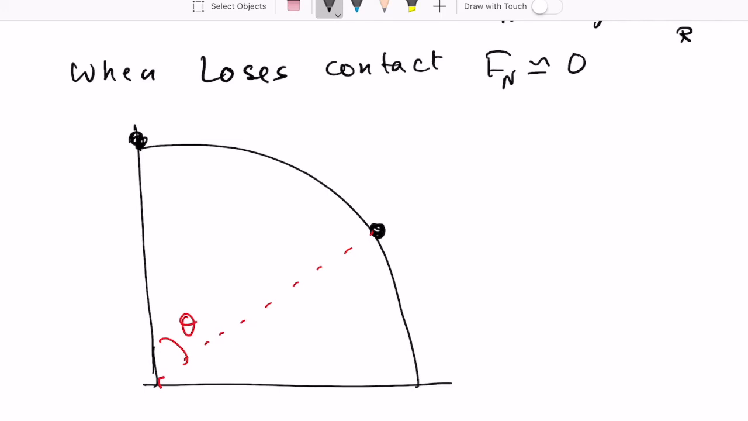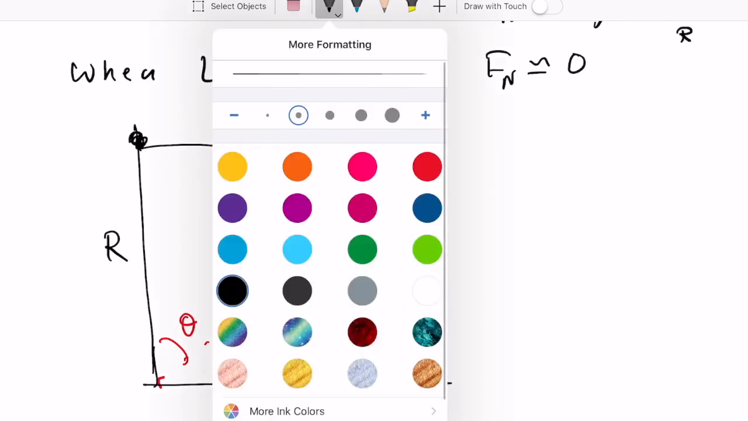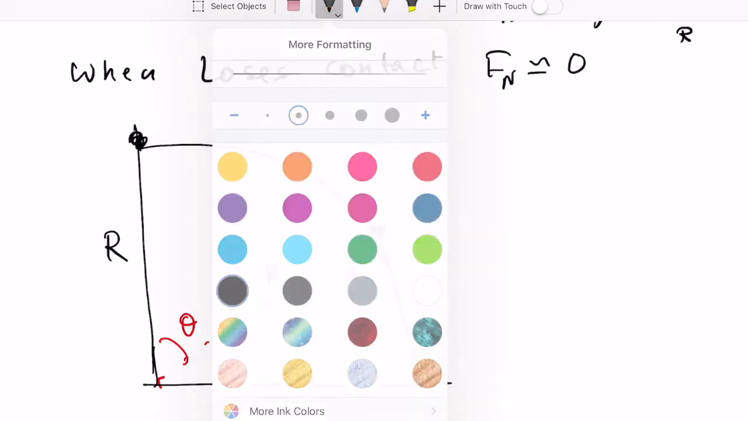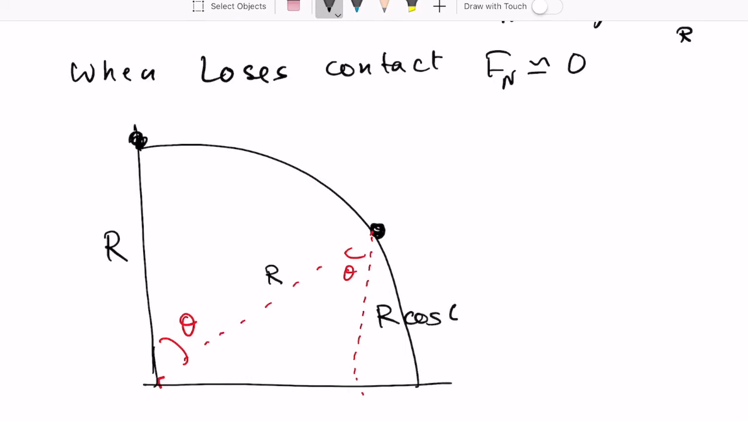Okay, so this radius is r, this radius is also r, and let's draw this height. What will the height of the person be when they lose contact? By geometry, since this angle is theta, this will be r cosine theta. So the height would be r cosine theta, right? So velocity is 0 over here. We want to know what is the velocity over here, right?